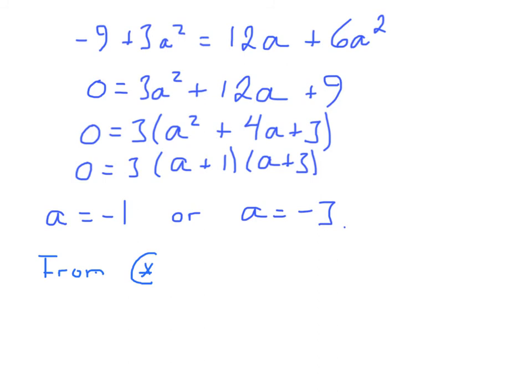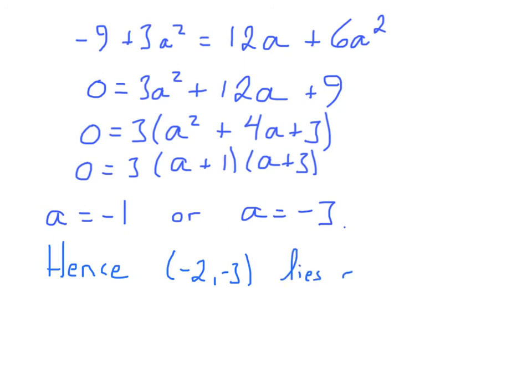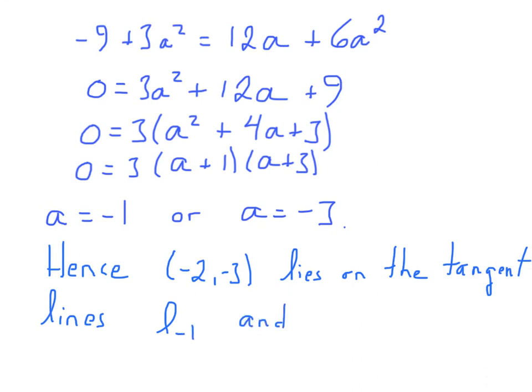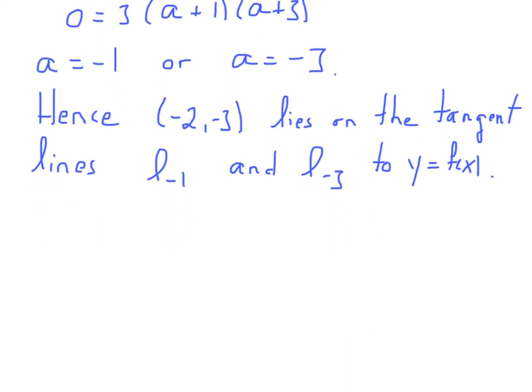Maybe I should write a sentence here first. So, as I've just been saying, okay, so I'm gonna write that here. Hence, minus 2, minus 3 lies on the tangent lines L sub minus 1 and L sub minus 3 to y equal to f of x. So that's what we determined, and now I want to write down the equations of these lines, and I can say from star, here are the equations.